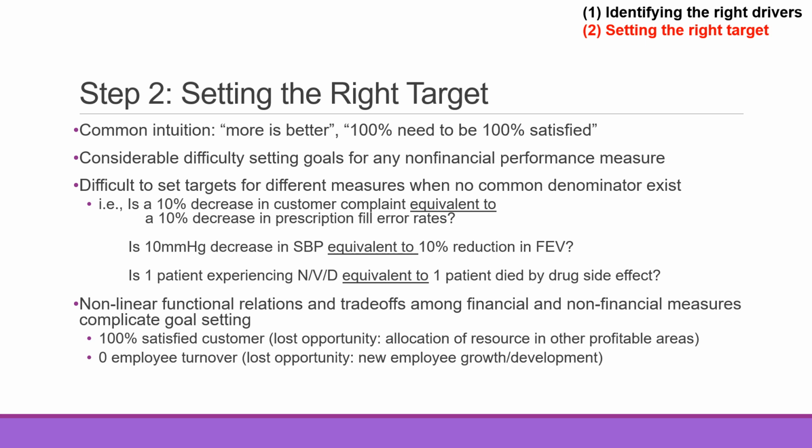So, for example, is a 10% decrease in customer complaints equal to a 10% decrease in prescription fill error rate? Those are two different parameters that you're looking at, right? One is customer complaints and the other is the prescription fill error rate, because your employees are tired and pushed to fill so many prescriptions at a given crunch time. And you can see that one is more severe than the other.